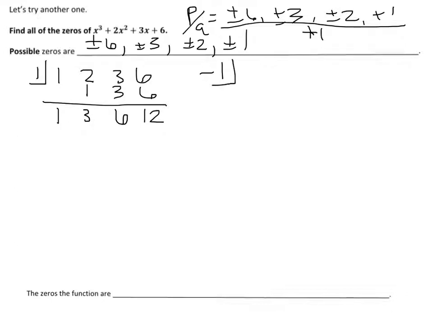With negative 1, we'll use the same numbers we used before. Bring our 1 straight down. Negative 1 times 1 is negative 1. 2 minus 1 is 1. Negative 1 times 1 is negative 1. 3 minus 1 is 2. Negative 1 times 2 is negative 2. 6 minus 2 is 4. So that's not going to work out either. Let's move on and try 2.